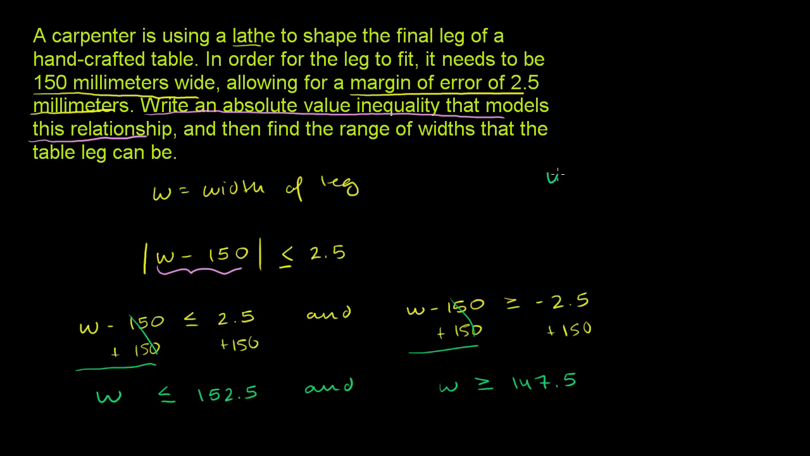We could write it like this. The width has to be less than or equal to 152.5 millimeters, and it has to be greater than or equal to, or we could say, 147.5 millimeters is less than the width. And that's the range. And this makes complete sense, because we can only be 2.5 away from 150. This is saying that the distance between W and 150 can only at most be 2.5. And you see, this is 2.5 less than 150, and this is 2.5 more than 150.